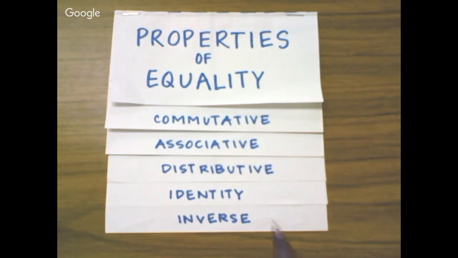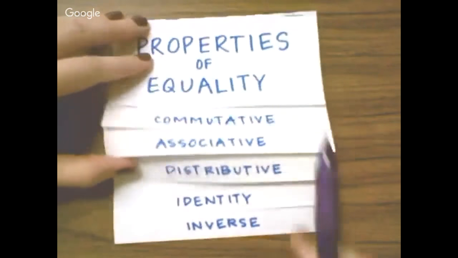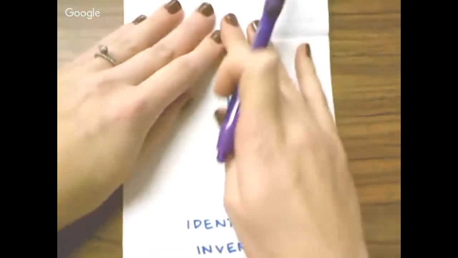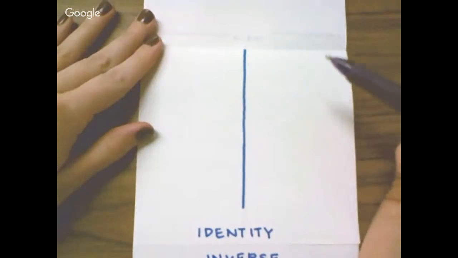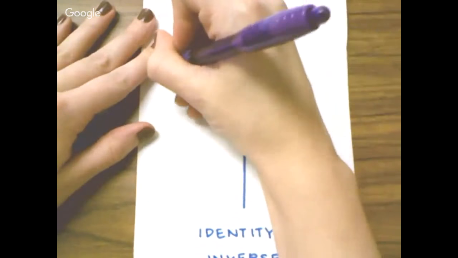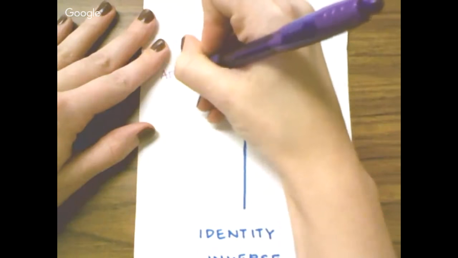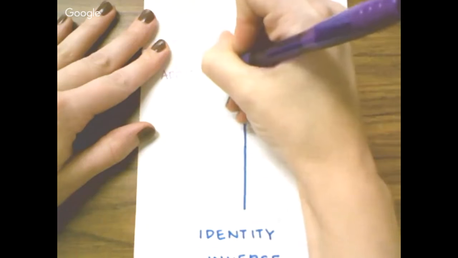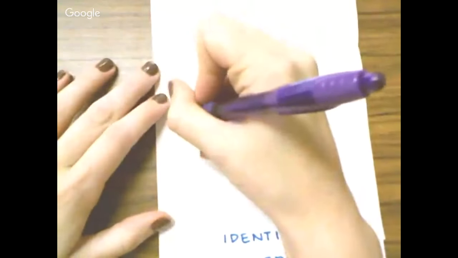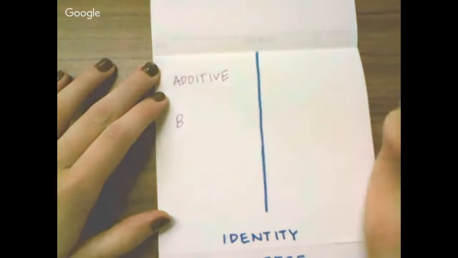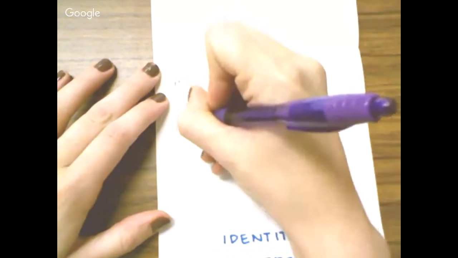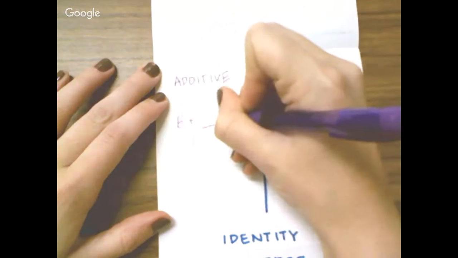All right, we're going to add into our properties of equality foldable the identity and the inverse. So let's first start with the identity. When I'm talking about the additive or the addition identity, I'm looking at what is equal to itself. So if I take B, what can I add to B that just remains the same?